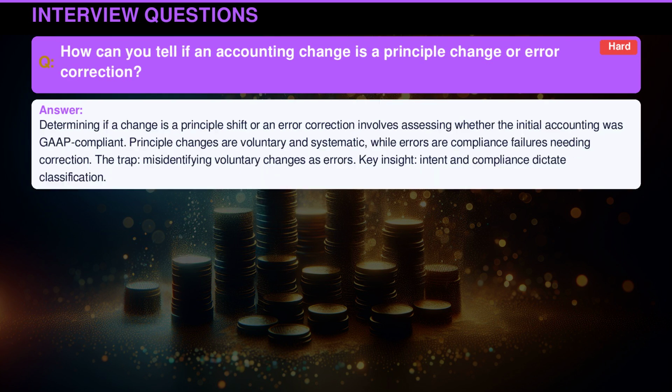Determining if a change is a principle shift or an error correction involves assessing whether the initial accounting was generally accepted accounting principles compliant. Principle changes are voluntary and systematic, while errors are compliance failures needing correction. The trap: misidentifying voluntary changes as errors. Key insight: intent and compliance dictate classification.